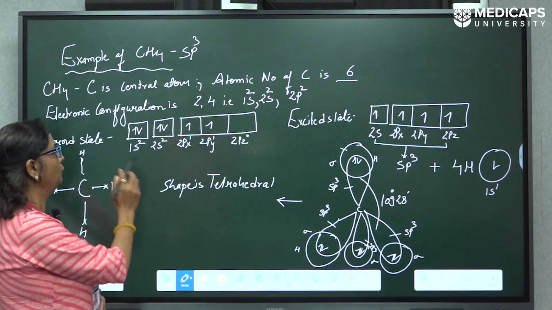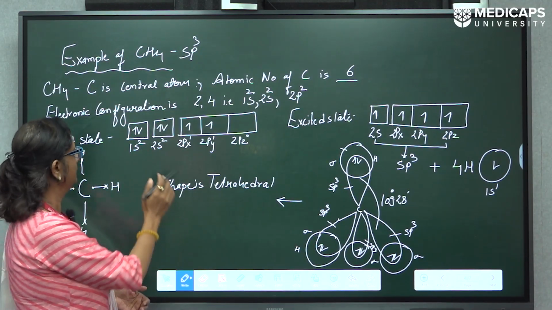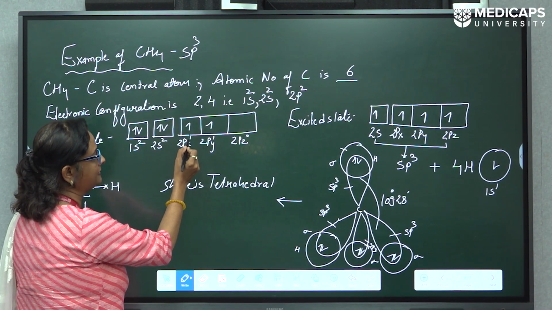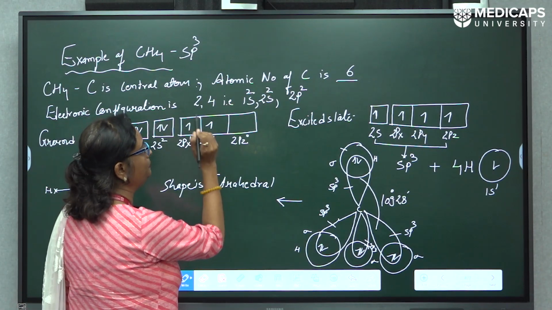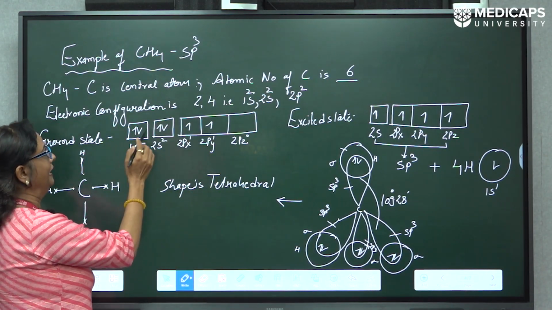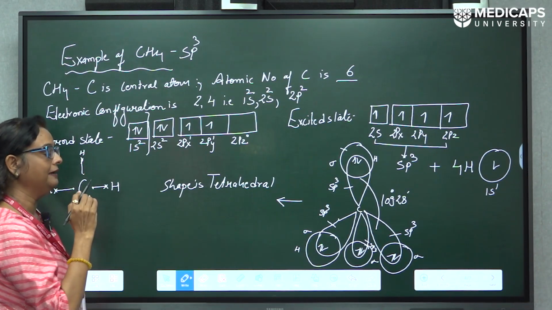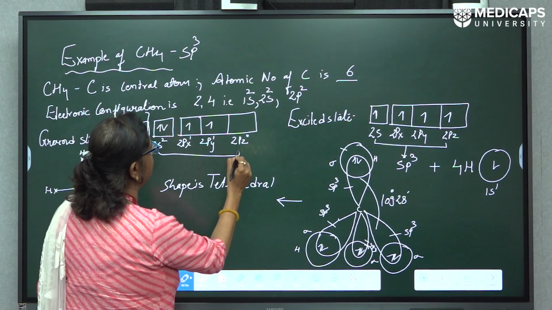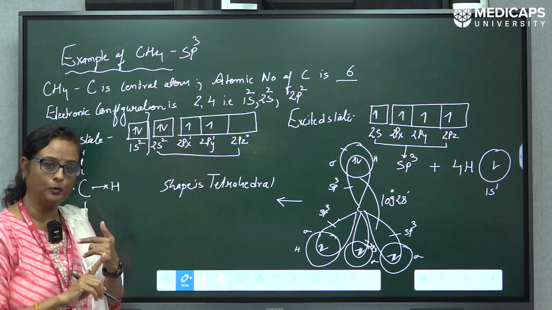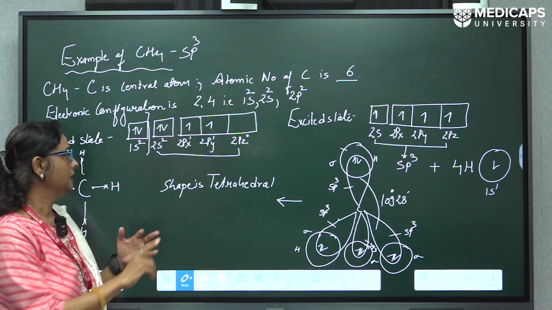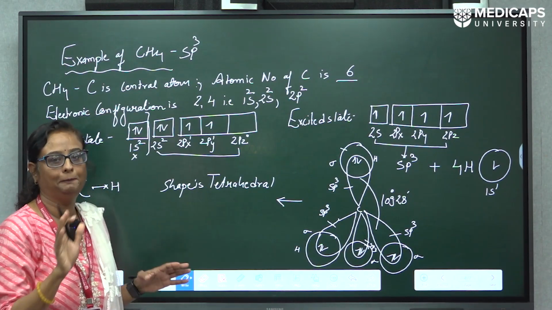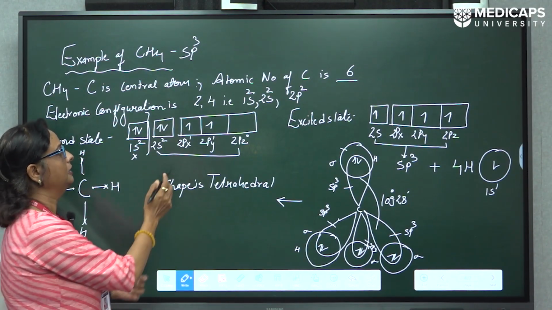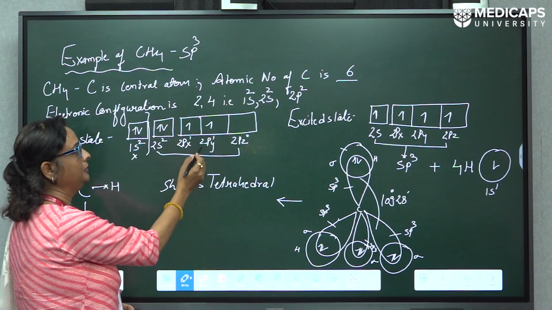This configuration we can write in the form of an orbital diagram. In the ground state, 1s2, 2s2, 2px1, 2py1 and 2pz is vacant. According to VBT theory, we have already known that only the valence shell will take part in the process of bonding or in hybridization. So this 1s2 will not take part in any process of intermixing of orbitals.